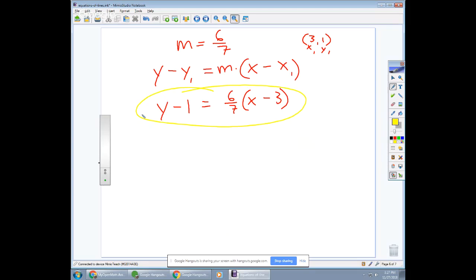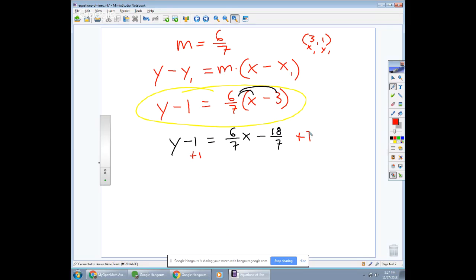But often systems like you to write y equals and then clean it up. So although that is an okay answer, in some cases you might have to clean it up. So to clean it up, I'd have to distribute the 6/7. 3 times 6 is 18, so that'd be negative 18/7. And then you would have to add this 1 over. So then I would add 1, add 1.